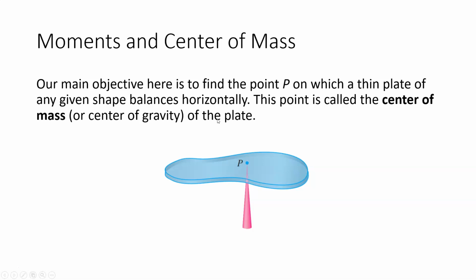This point is called the center of mass or center of gravity of the plate. Notice that here this plate could come in various shapes, but we're assuming that it's a uniform thickness and it's a uniform density throughout. And we want to find the point on that plate that will allow it to balance.